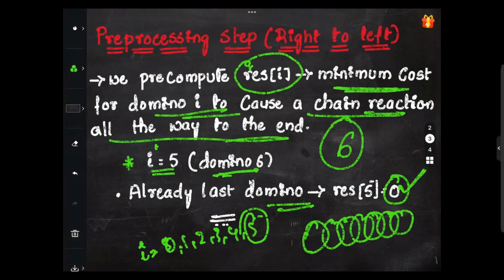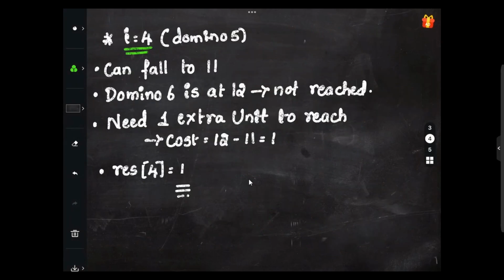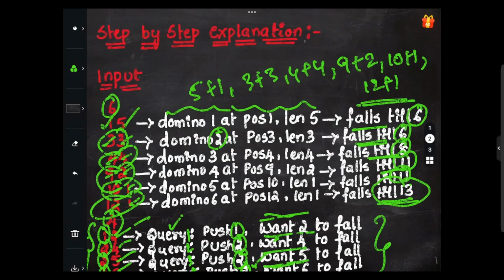Next, let's move on with the i equals 4 step. Here we are calculating for domino 5. It can fall to 11. See, somewhere I have shown the same thing here. This domino 5 we are considering, with 10 and 1, means it can fall till 11. So let me remove this one, just give me a second.